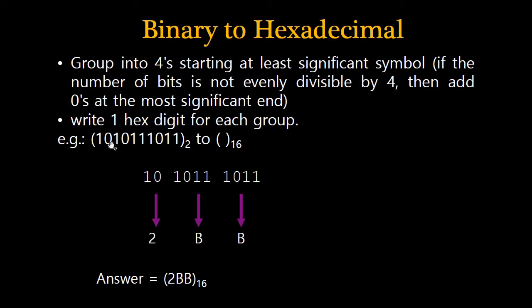Now we are taking one more example, which is 1010111011 of base 2, and we have to convert it into base 16, that is hexadecimal. From the least significant bit we will start making groups of 4 digits, that is 1011, then 1011 and 10. Here two more zeros will be added, so the binary equivalent will be 1011 representing B, same here, and 0010 will represent 2. So this binary number is equivalent to 2BB of base 16.